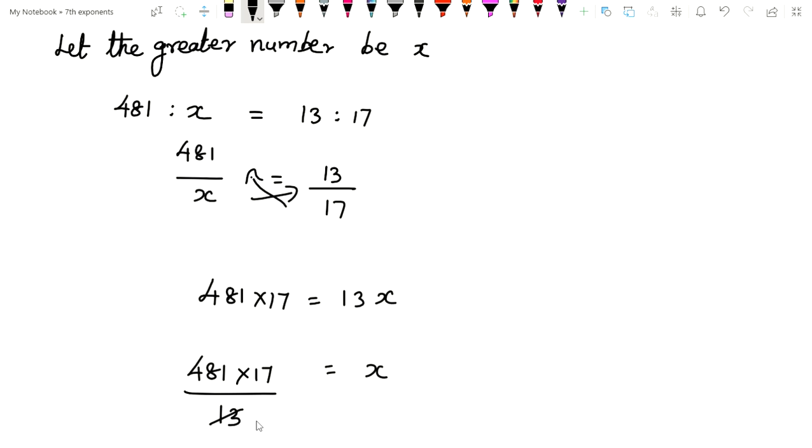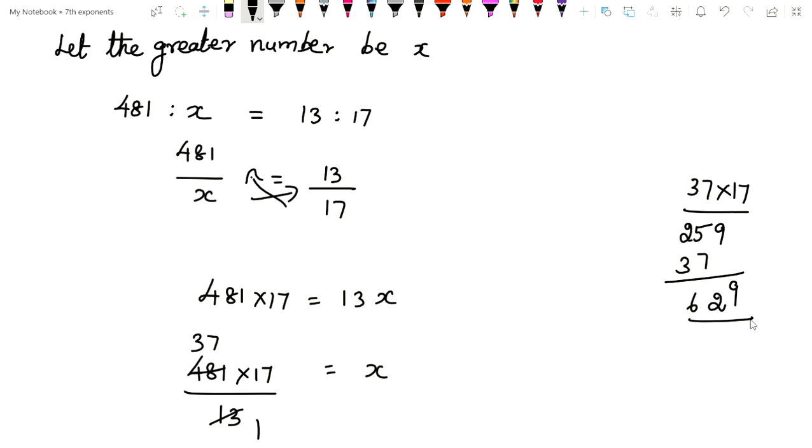13 ones are 13. 13 threes are 39. Remaining 9, 91. 7 times. 7 into 13 you will get 91. 7 times. Okay. Now you multiply this 37 into 17. 7 sevens are 49. 9. Remaining 4. 7 threes are 21. 21 plus 4, 25. 1 sevens are 7. 1 threes are 3. So 9. 7 plus 5, 12. Remaining 1. And 2 plus 3, 5. 5 plus 1, 6. 629.